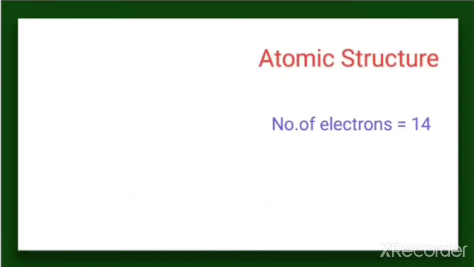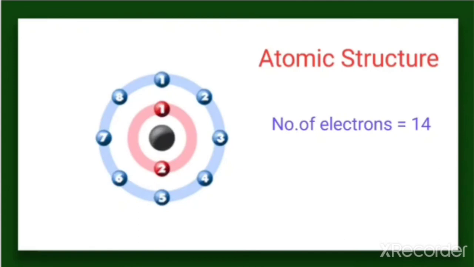Let us make the atomic structure for an atom which has a total of 14 electrons. In order to make the atomic structure, first you need to make the nucleus. Make it a little bit bigger. Make the first shell by drawing a ring and fill the 2 electrons in this way, that is 1 and 2. Maximum 2 can be accommodated in the first shell. Then make the second shell, in which maximum 8 electrons can be accommodated, shown here 1, 2, 3, 4, 5, 6, 7, 8.